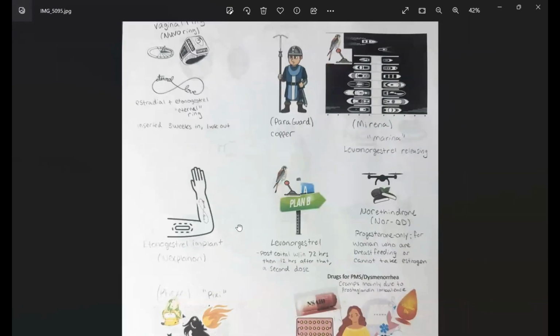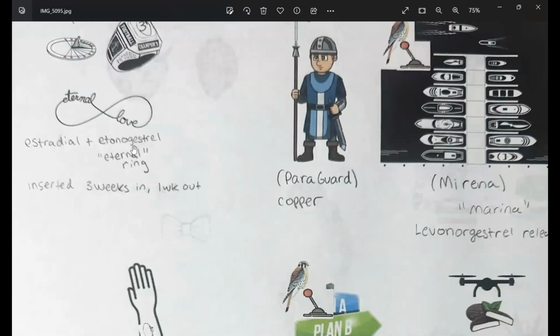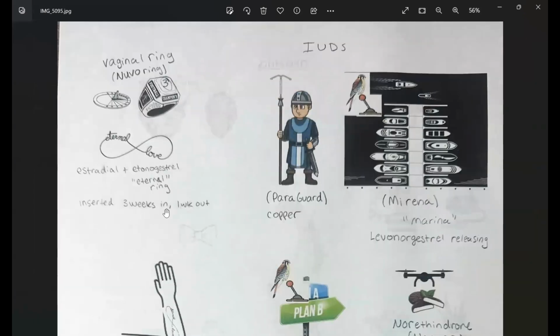Okay, moving on to some other options. You have the NuvaRing. So we have a ring here. It's made up of estradiol and etonogestrel. Etone, I thought, sounded like eternity, so we have this eternal ring. It's left in for 3 weeks and then it is taken out and left out for 1 week, and then you can insert a new one.